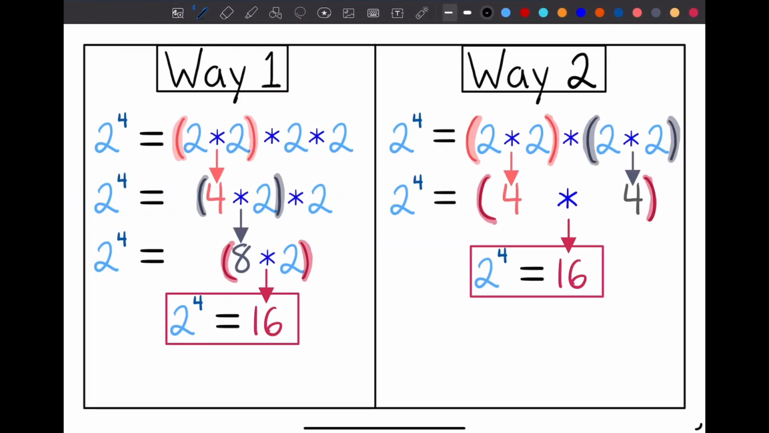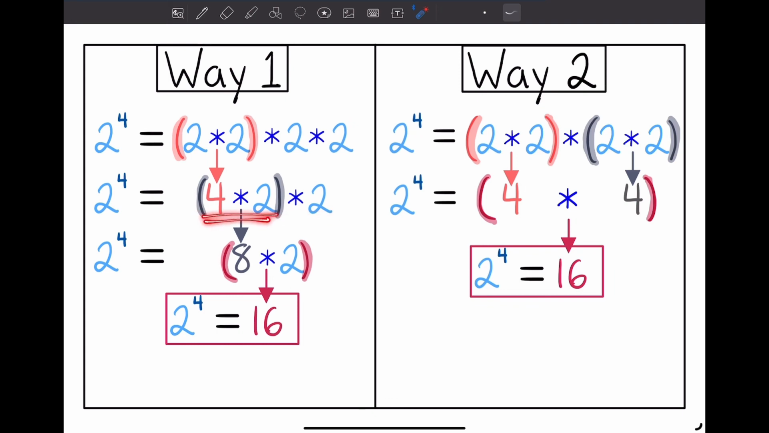Let's review the two ways we calculate the value of 2 to the 4th. In our first way, we multiply two numbers at a time. So in our first line, we multiply these first two 2's together. So 2 times 2 is 4, and so we replace these first two 2's with its product of 4. So our second line was 4 times 2 times 2. And we repeat the process.